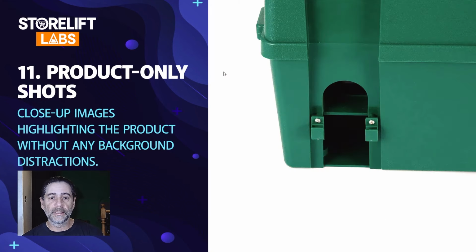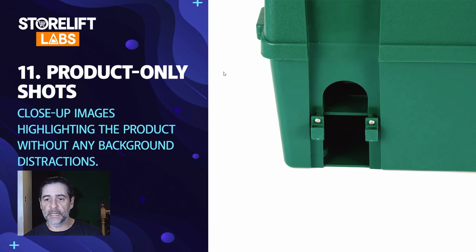Product-only shots are close-up images that highlight the product without any background distractions. So in this case, you can see really closely what the detail is, and so if that helps sell the product in terms of ease of assembly or replacement parts or something like that, that's really important.